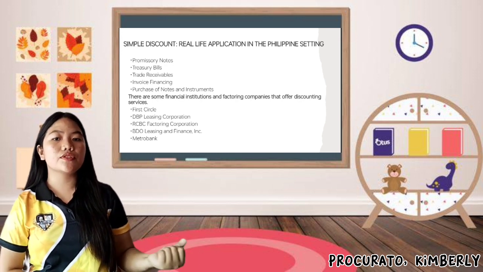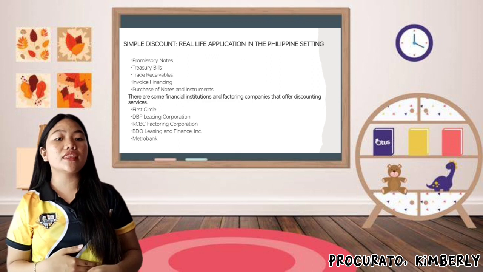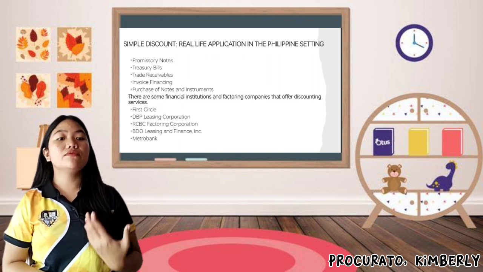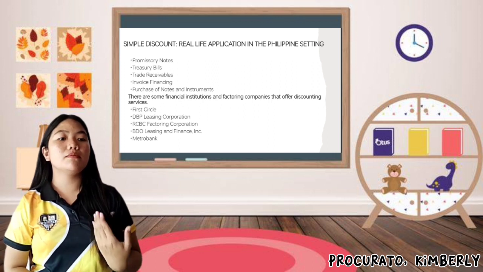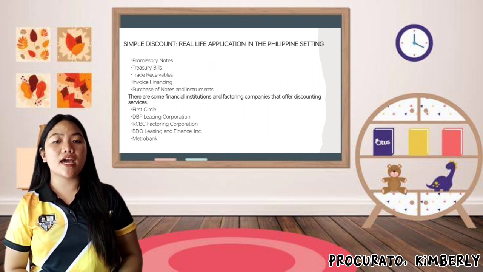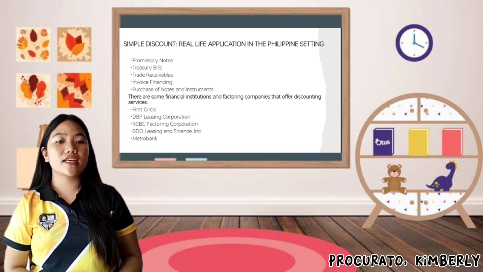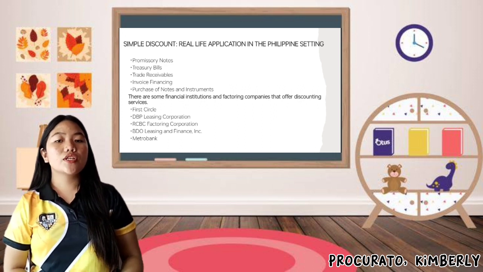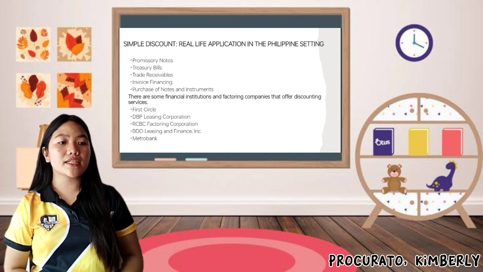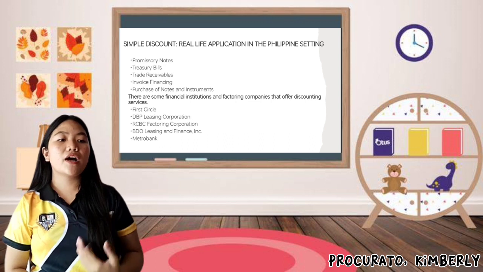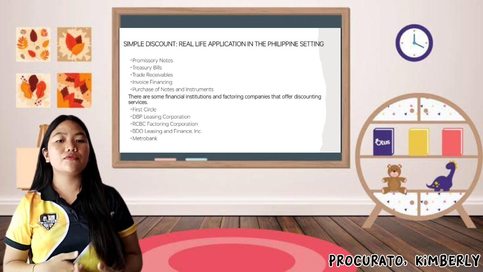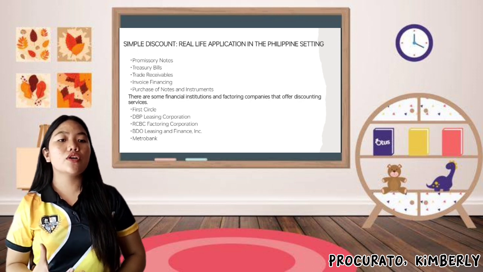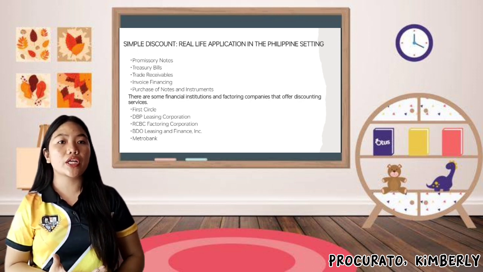Here are a few examples. So first is First Cycle. First Cycle is a fintech company in the Philippines that provides invoice discounting services to small and medium-sized enterprises or SMEs. They offer a platform where businesses can sell their unpaid invoices at a discount to access immediate cash flow. So next is DBP Leasing Corporation. DBP Leasing Corporation is a subsidiary of the Development Bank of the Philippines or DBP that offers factoring services to companies. They provide financing solutions including invoice discounting to businesses in need of working capital.